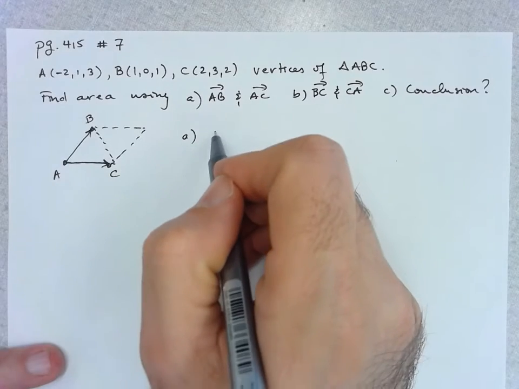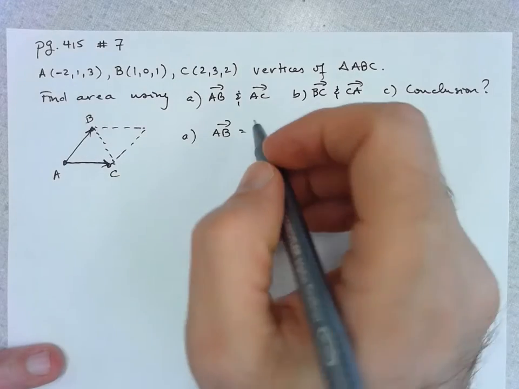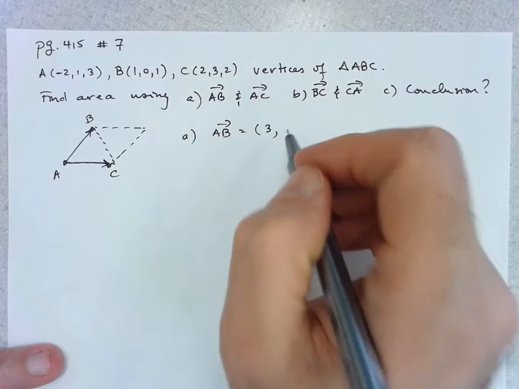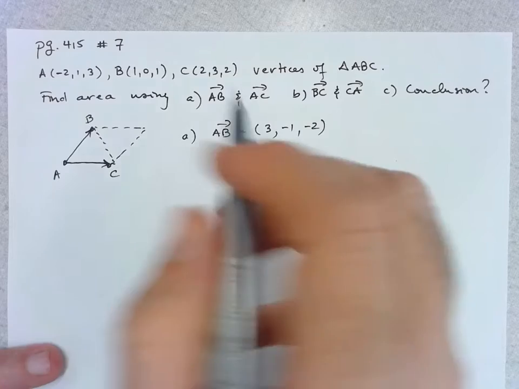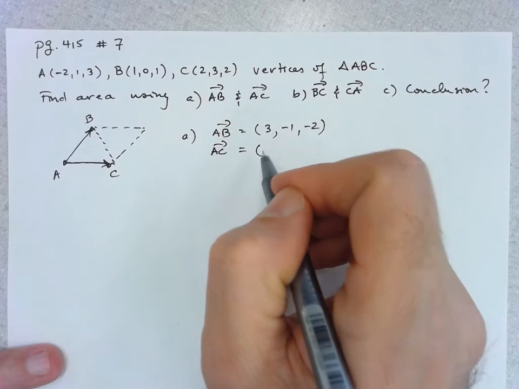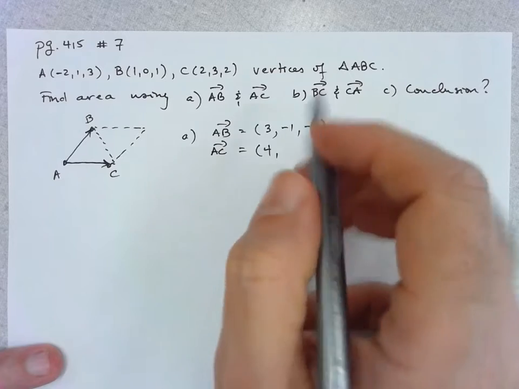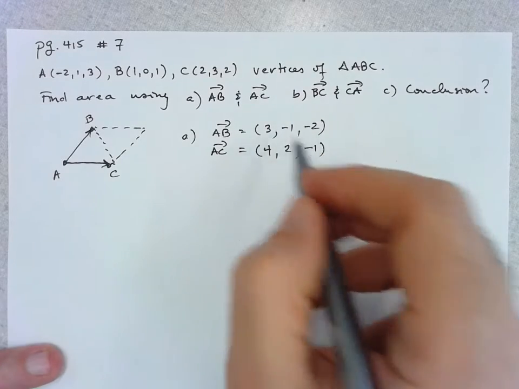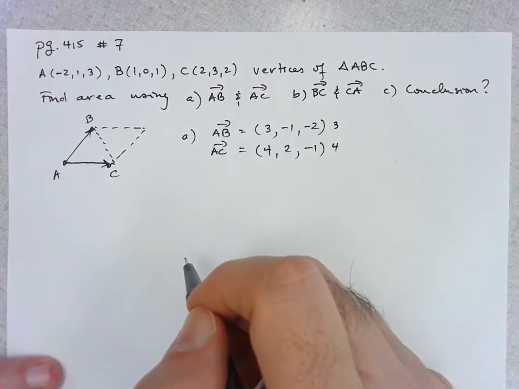So first let's find AB. AB would be equal to 1 minus negative 2, so that's 3, then 0 minus 1, negative 1, and then 1 minus 3, negative 2. Then we've got AC. That's 2 minus negative 2 is 4, 3 minus 1 is 2, and 2 minus 3 is negative 1. I'll just go from here since they're above each other, so put a 3 and a 4, and I'll find the cross product and take its magnitude.